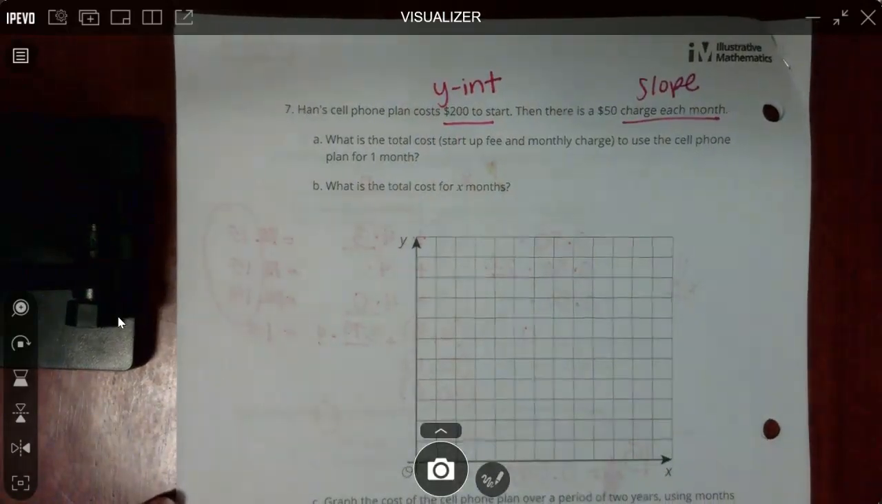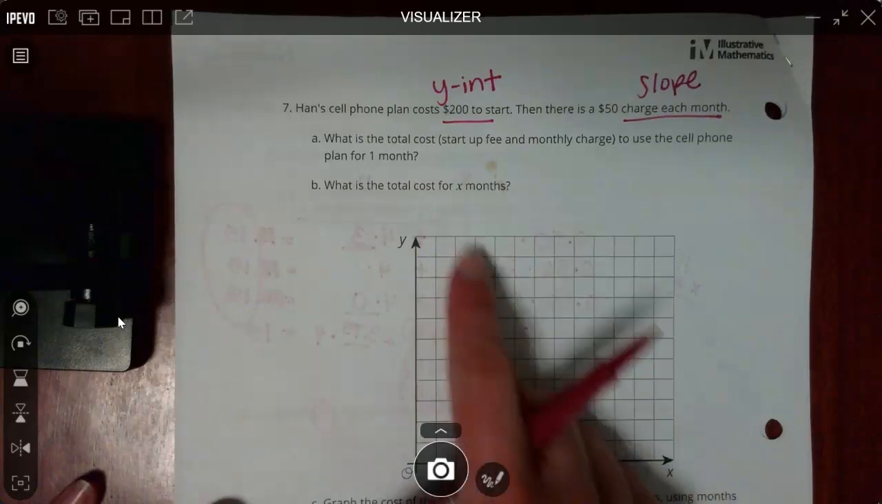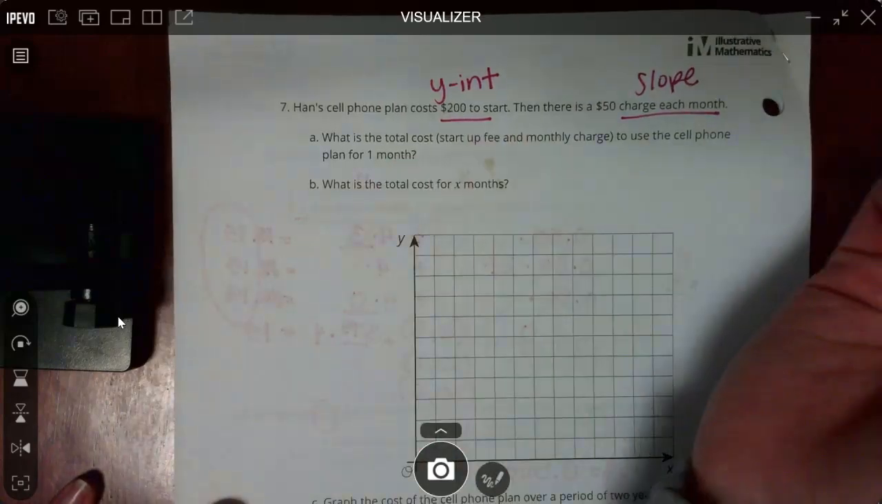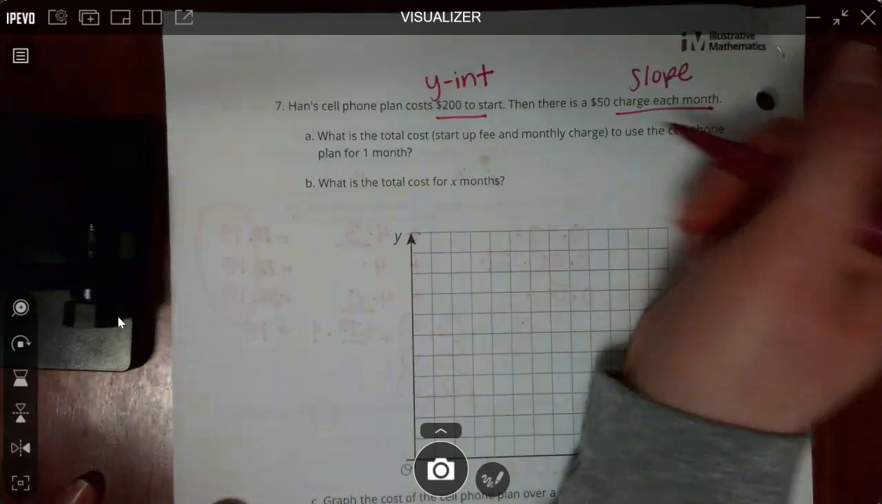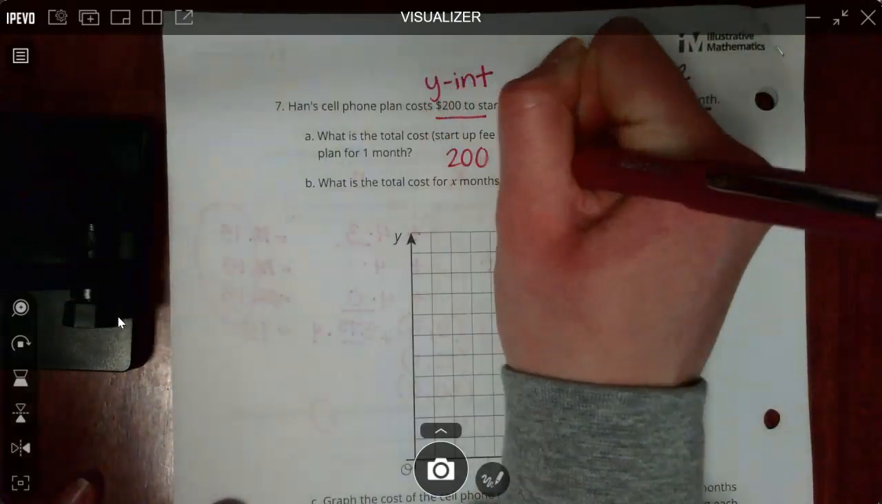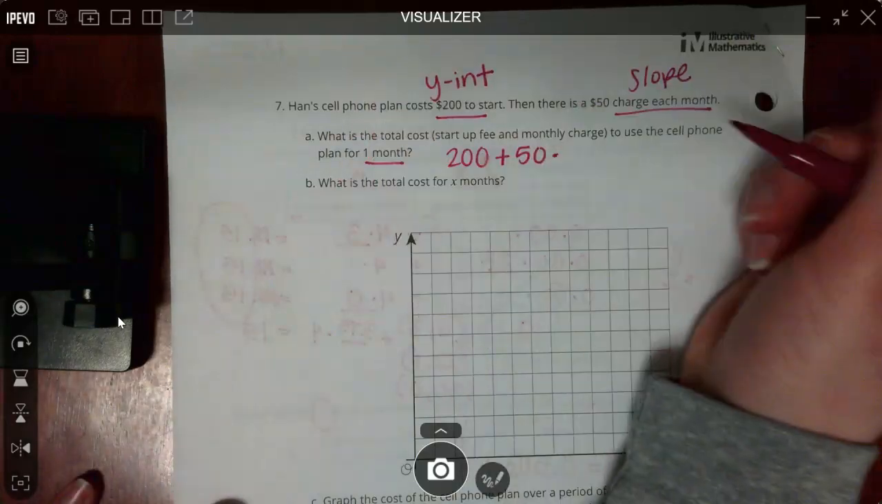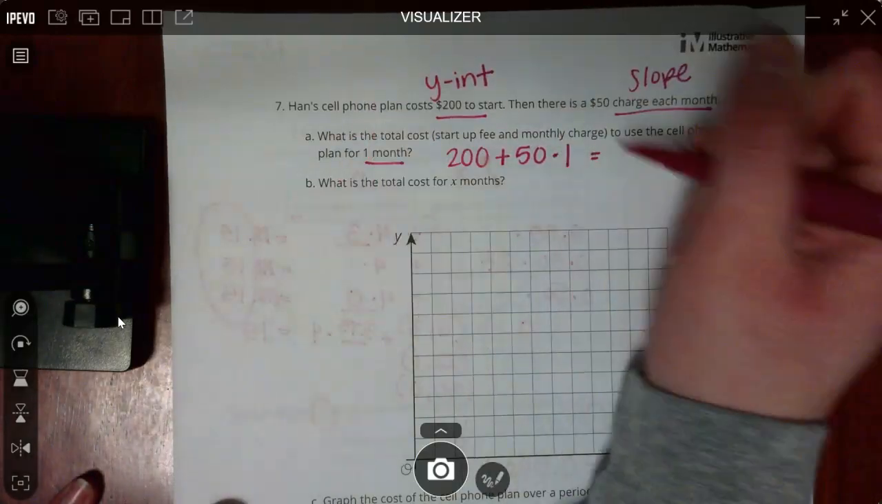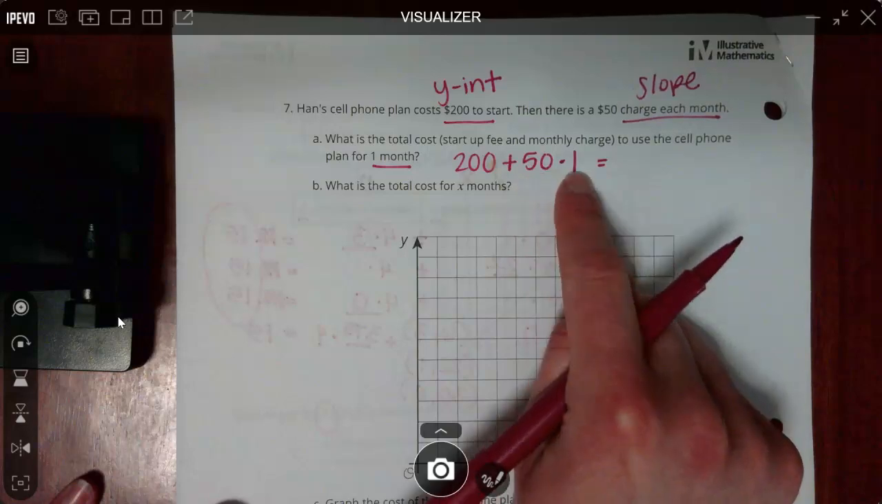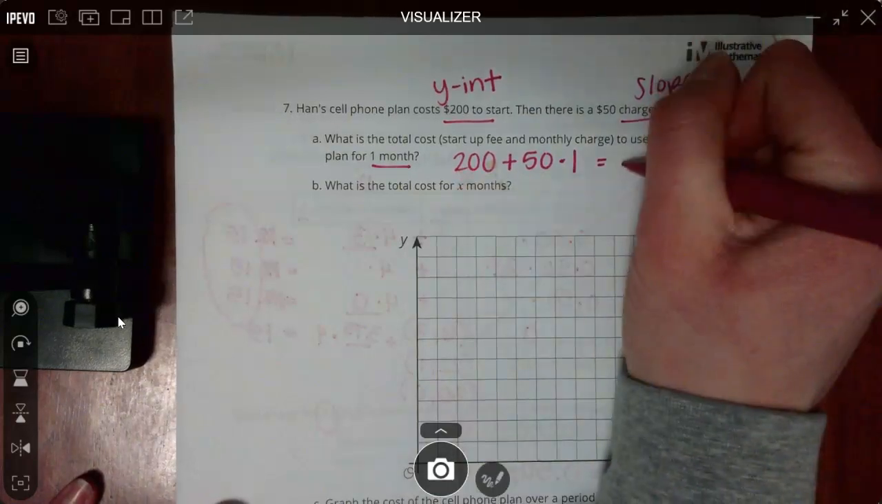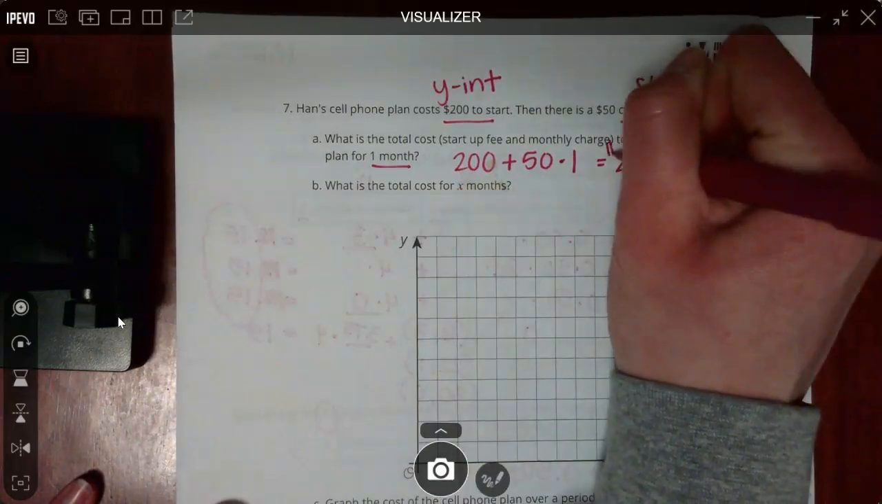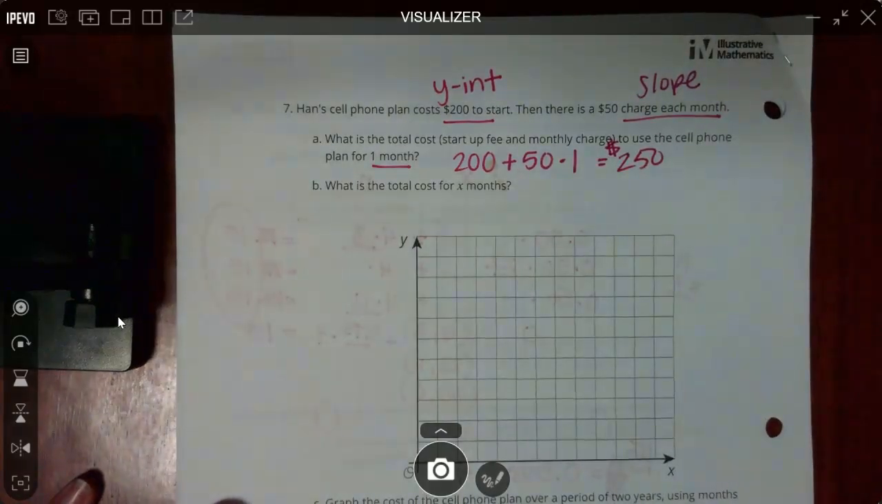Okay, I need to figure out, well, how much did it cost me after 1 month? Well, what's my equation going to be? Well, I'm going to do 200 plus 50 times how many months? 1 month. All right, in my calculator, order of operations, 50 times 1 goes first. 50 plus 200, it would be $250. That's all you have to do.